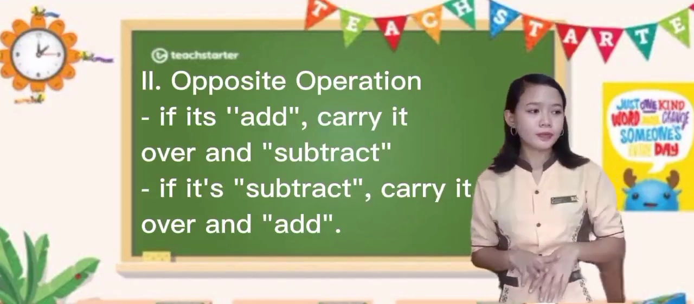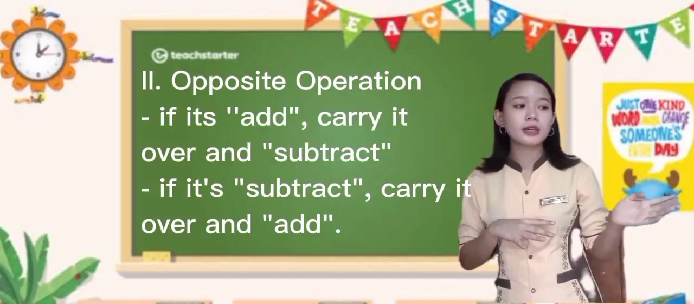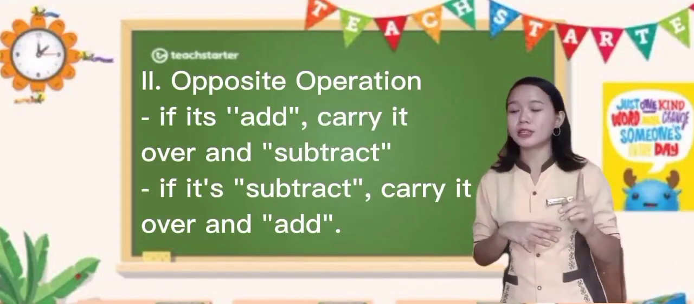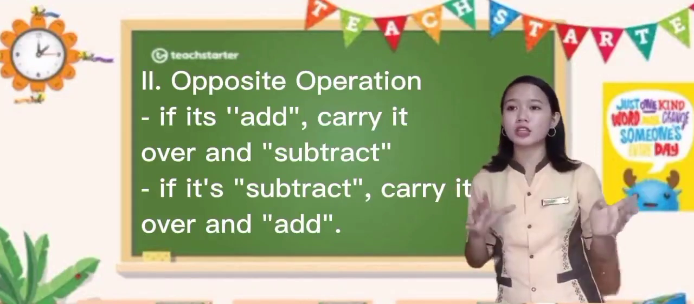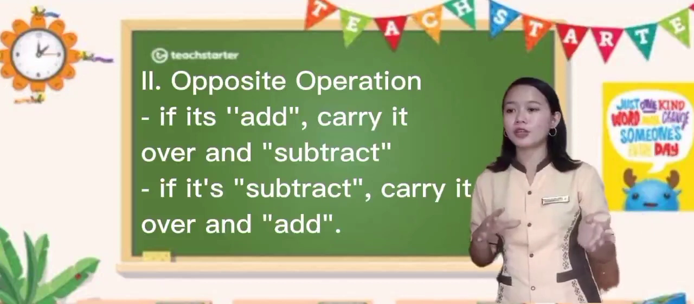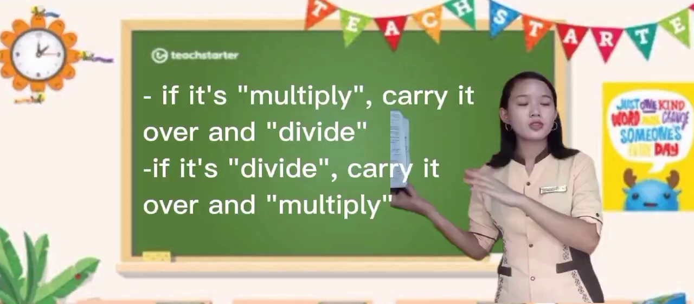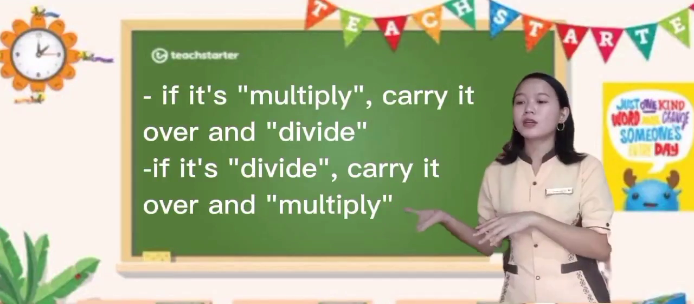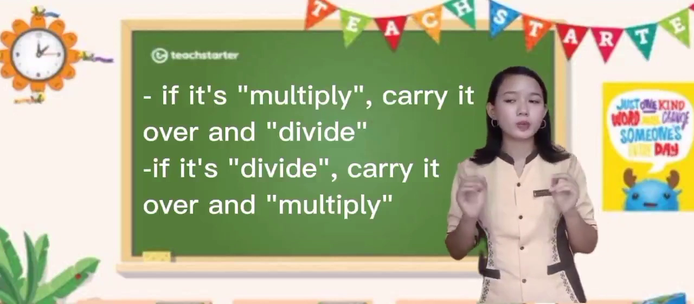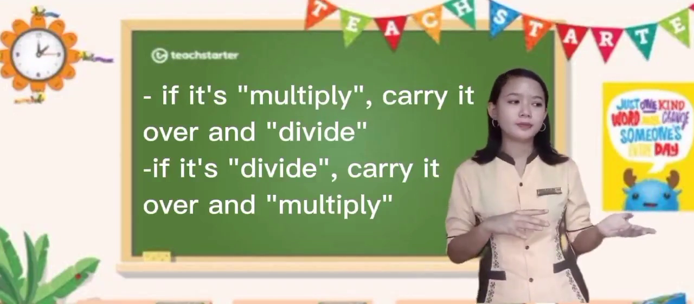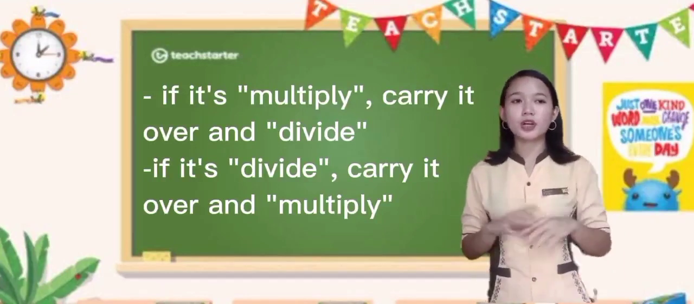Next is the opposite operation. In this method, if it's addition, when you carry it to the other side, it will become subtraction, because it is opposite. If it is subtraction, when we put it on the other side, it will become addition. If it's multiplication, when you carry it over to the other side, it will become divide. And last one, if it is divide, it will become multiply when we put it on the other side. It is simple, right? Yes, from the word opposite.